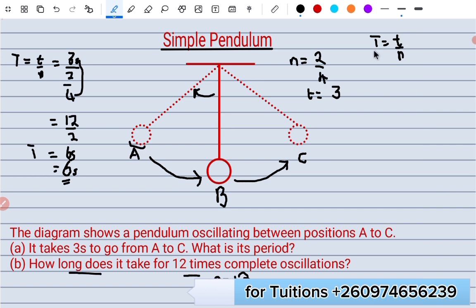So let's change the subject of the formula. The time taken is equal to period times the number of oscillations. So the period here will be 6, which we've calculated here. The number of oscillations is 12. Okay, so what is 12 by 6? So this is 72 seconds. Okay, so that is how you can answer questions on the simple pendulum.